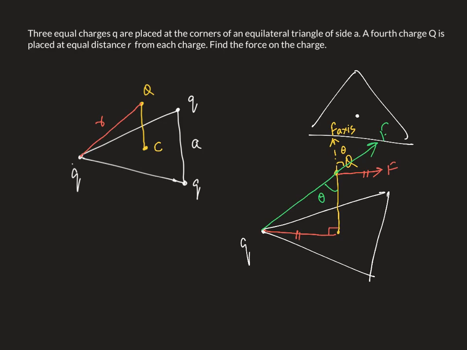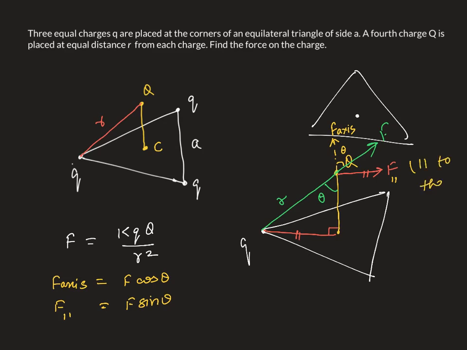First, the force. Force is simply K small q capital Q upon R squared, because this distance is R. Now we want to find out F axis. That will be equal to F cos theta, and the other F, let's say F parallel, will be equal to F sin theta. Parallel means parallel to the plane. What plane? The plane of the triangle.